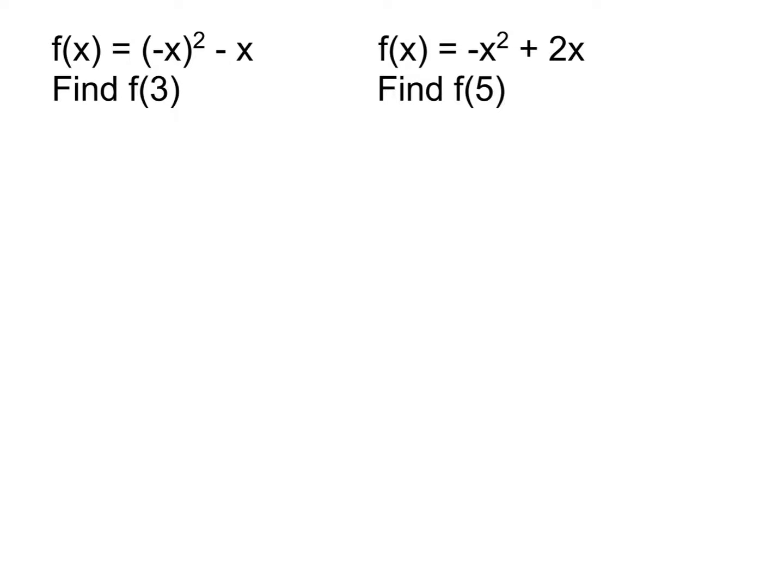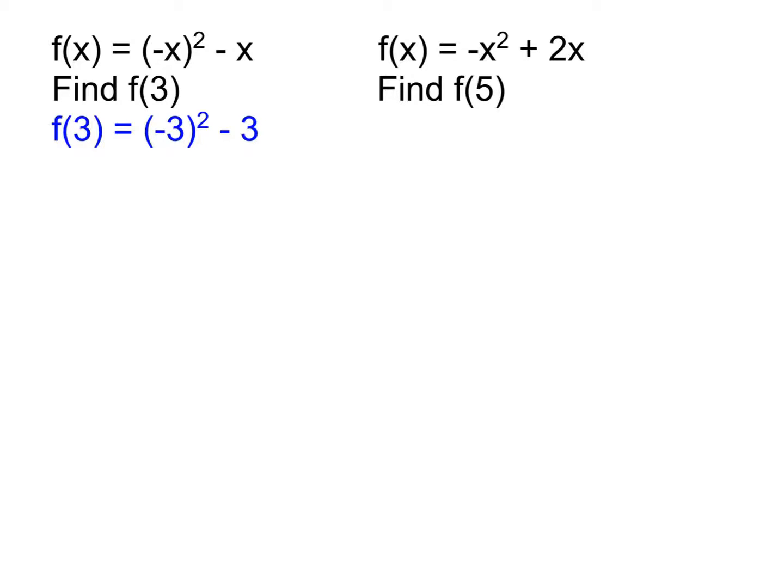All right, so for doing this first one here, we're finding out what f of 3 is. Now, that means that we're taking the 3 and plugging it in for x wherever it appears. So that means we're plugging it into all of those locations. So step 1, make sure you write this on your paper. F of 3 equals negative 3 squared minus 3.